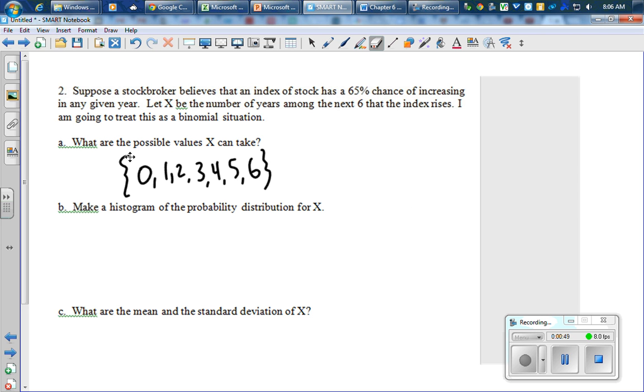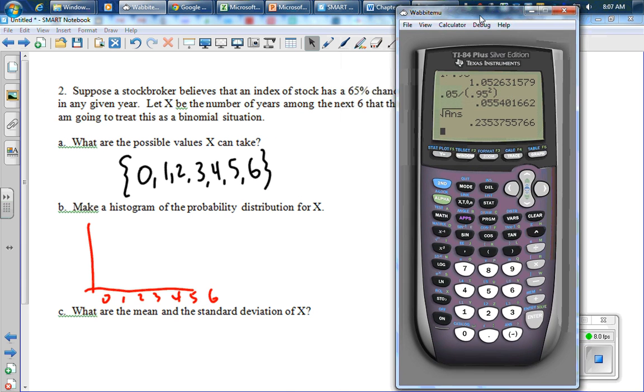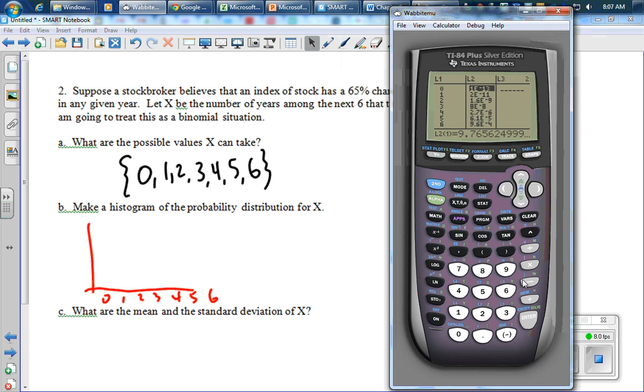Part B says make a histogram of the probability distribution for X. So basically, I'm going to have these numbers down here, and I'm going to have the height of the bars correspond to their likelihood of occurring. So I'll use my calculator. In L1, I'll put the numbers 0 through 6.